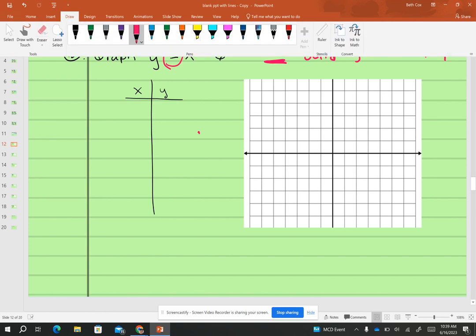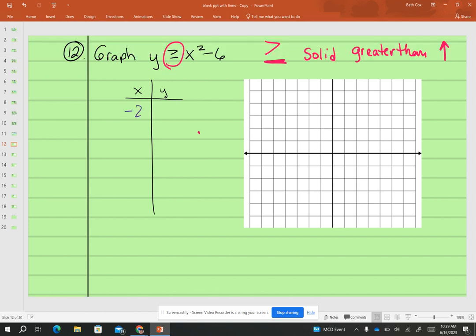Okay, we know what numbers to plug in. Did the same plug in we did before. We have 2 squared minus 6, that's 4 minus 6 is -2. 1 squared minus 6 is -5. 0 squared minus 6 is -6. -1 squared minus 6 is the same as 1 squared minus 6, so that's -5. And this is -2. Okay?